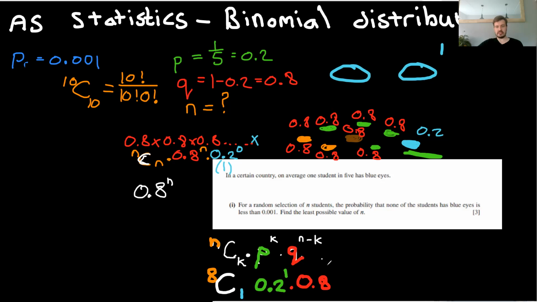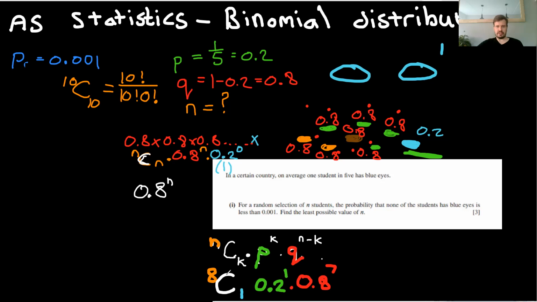Well, that makes perfect sense. Let me check how many eyes there are: 1, 2, 3, 4, 5, 6, 7, 8 eyes. Yeah, that's fine. So the red are the not blue eyes, the 0.8 to the 7, and the 0.2 are the blue eyes, and then we'd say 8 choose 1.